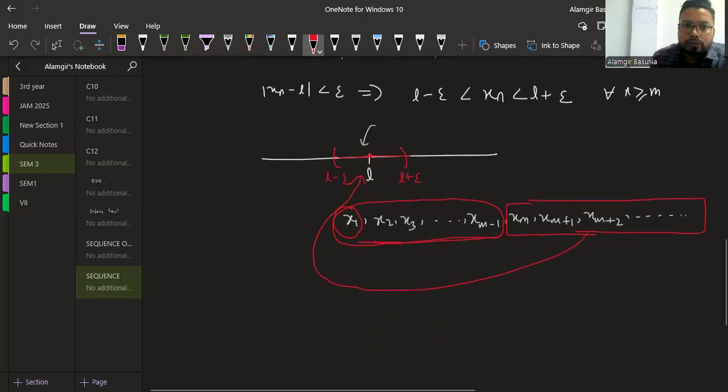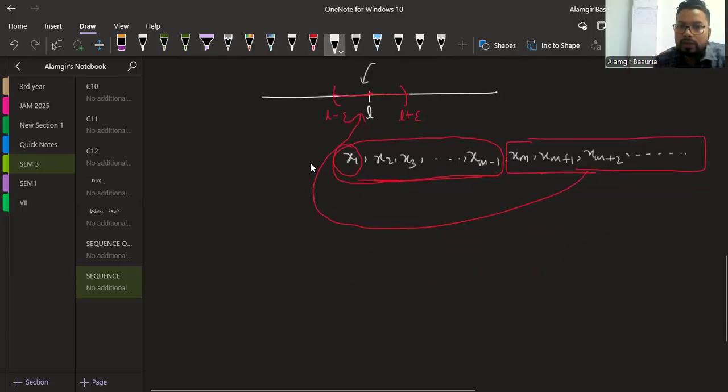Okay, let us take an example to understand this definition of convergence of a sequence clearly. Now, for example, we are taking the sequence 1 by n.